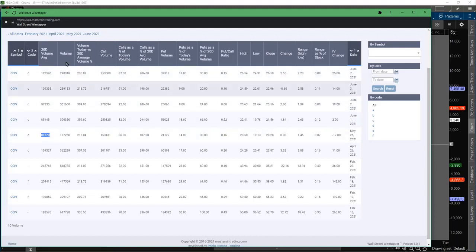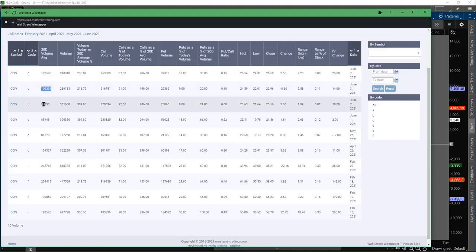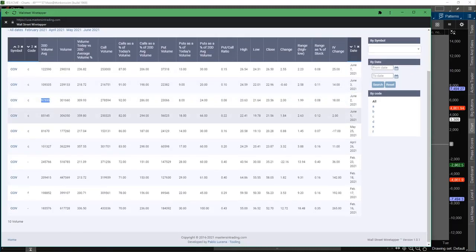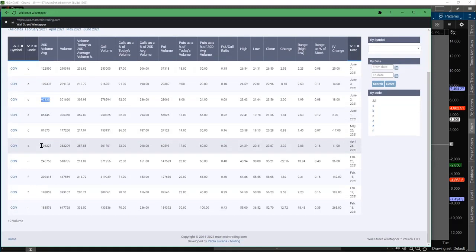So where would a rise or a drop, pretty much a statistically significant change in 20-day average volume? Currently, I'm only looking for rising 20-day average volume. I am not looking for decreasing. If it's got decreasing 20-day average volume, that means there's less activity, less people trading the options. Most likely the move already happened.